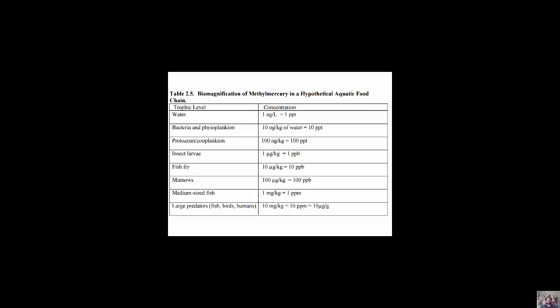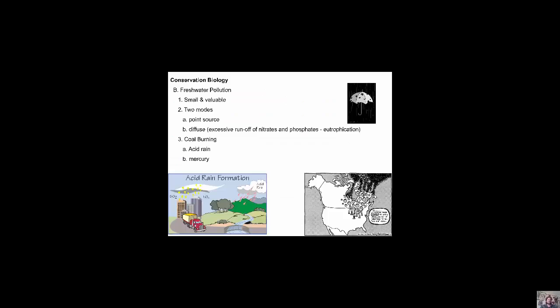People are not particularly interested in policies like that because it costs money, and God forbid we cut into profit margins. Okay, on to our nice little section on freshwater pollution.